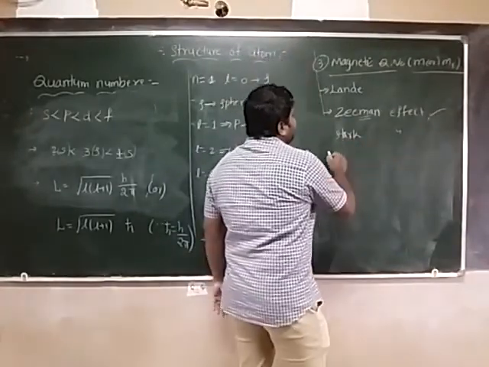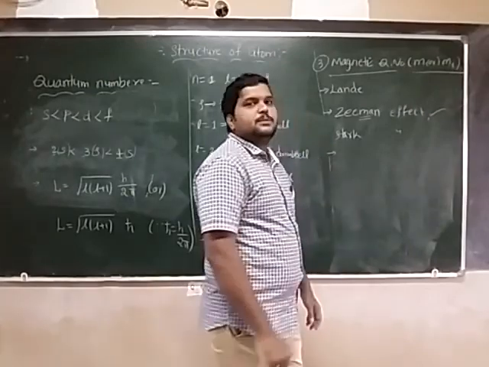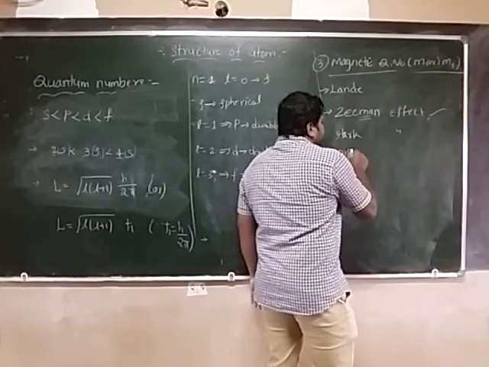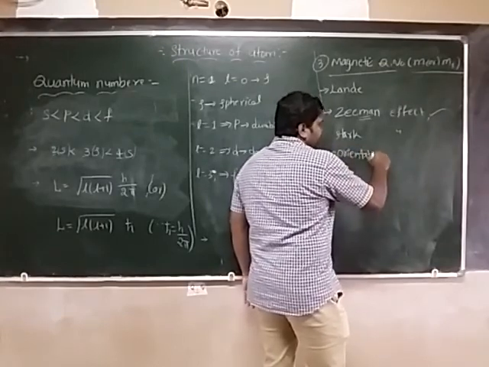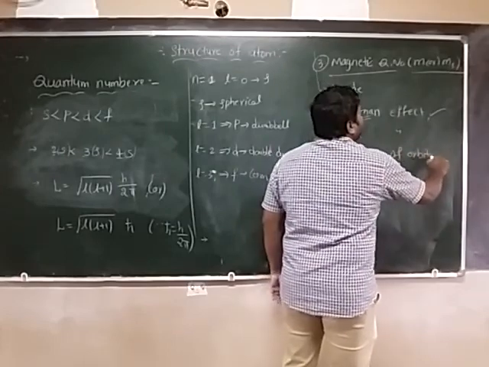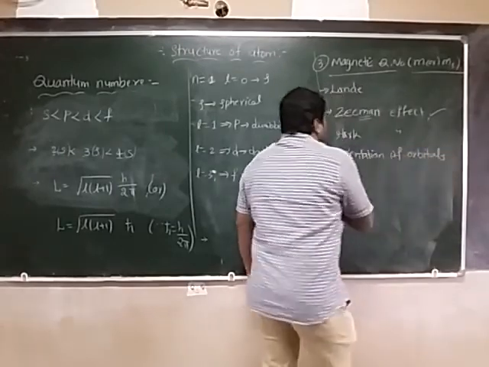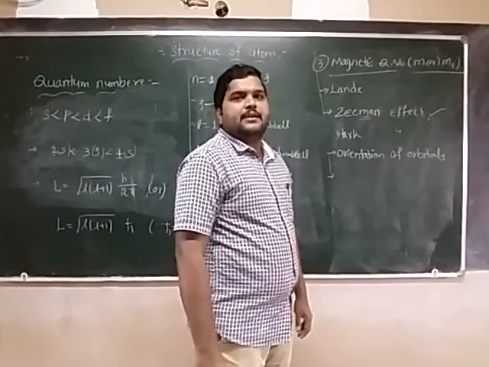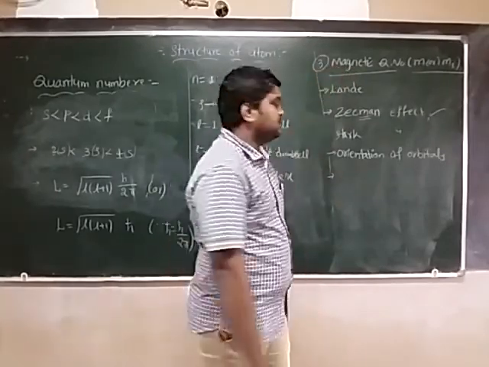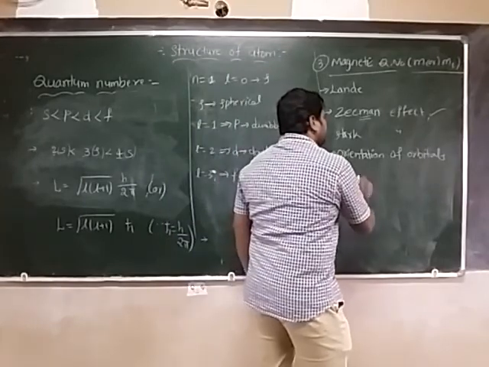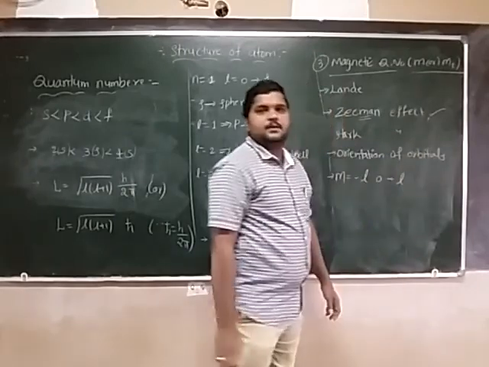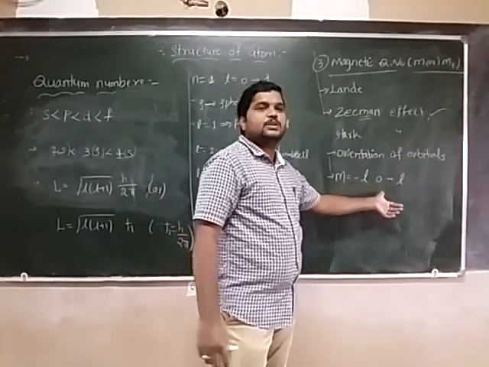And the magnetic quantum number mainly gives information about the orientation of orbitals. The values of the magnetic quantum number depend upon L. So m is equal to minus L, 0, plus L. Minus L includes 0 up to plus L.